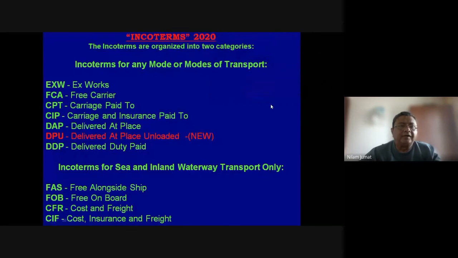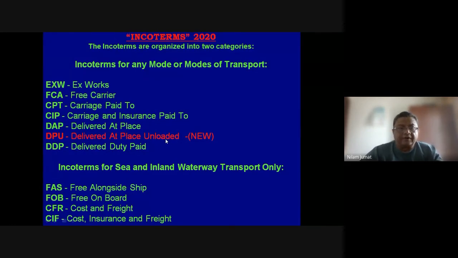Now, EXW means Ex Works. FCA is Free Carrier. CPT is Carriage Paid To. Carriage means freight paid up to where? CIP means carriage is paid, insurance paid, plus freight is paid. DAP is Delivered at Place, unloaded.